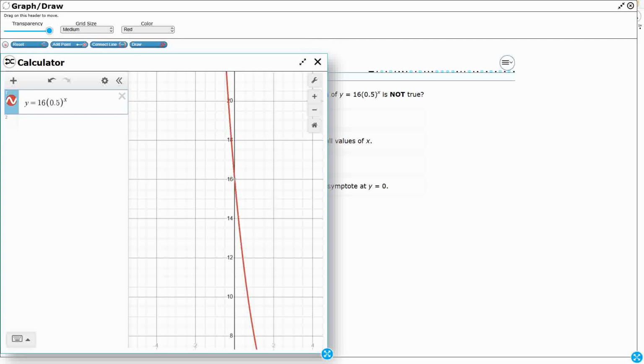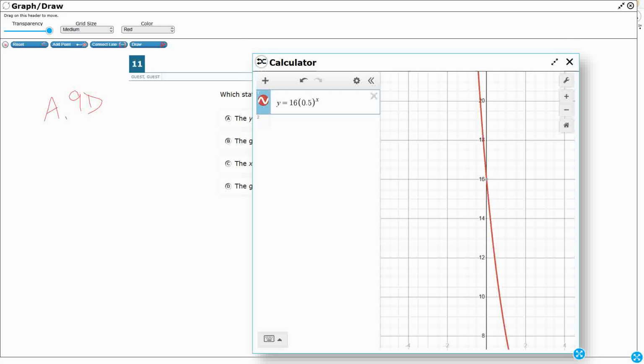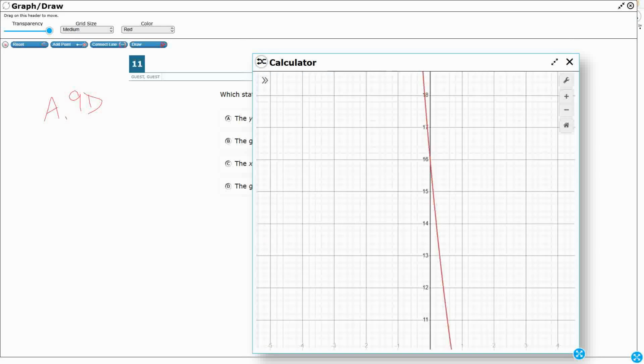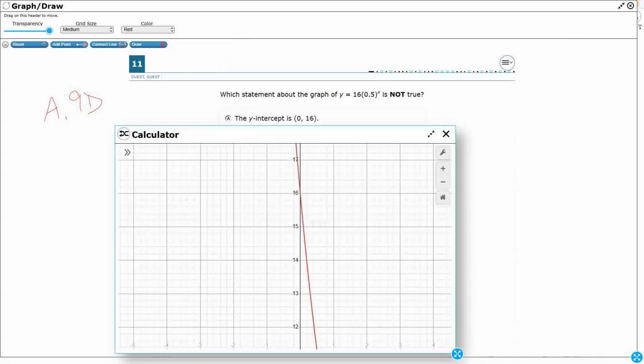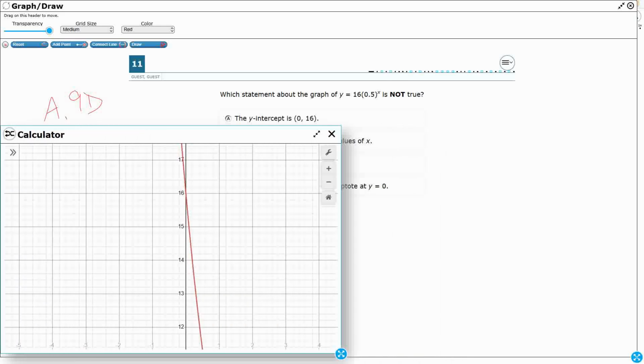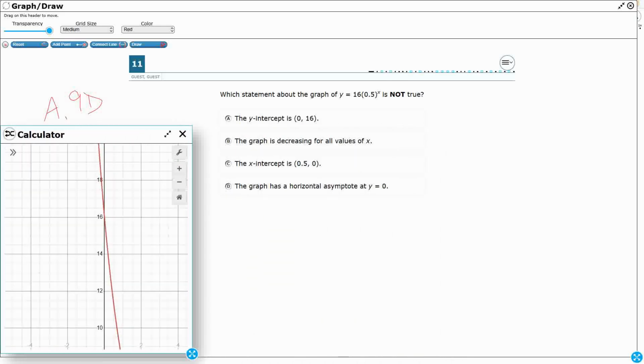So let's take a look now. So what's our first statement? The intercept is 0, 16. The y-intercept is 0, 16. Well, I've got it right there. It does cross the y-axis at 0, 16. That is correct, which means we don't want it. We're looking for the statement that is not true.